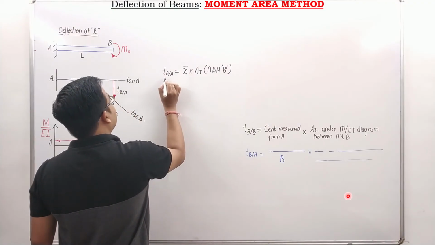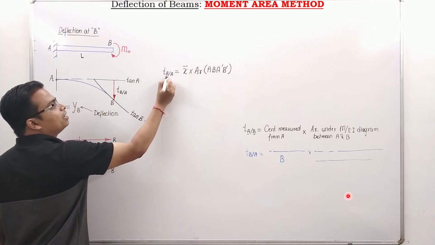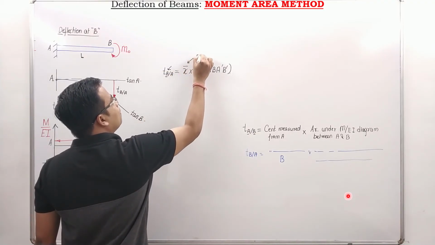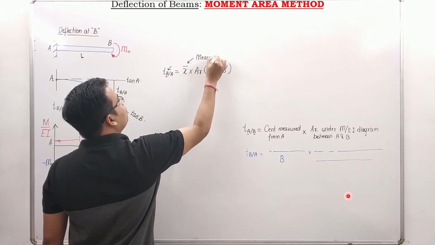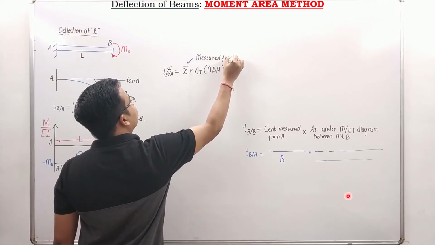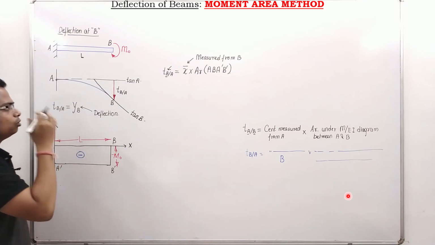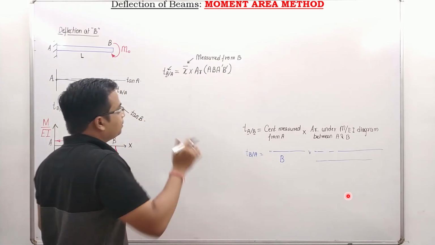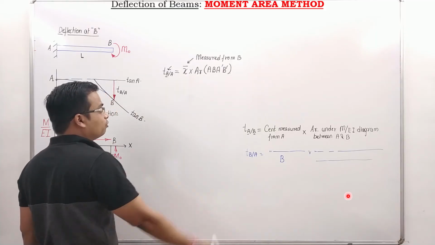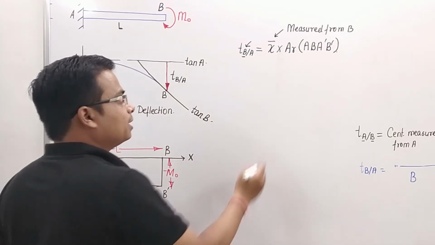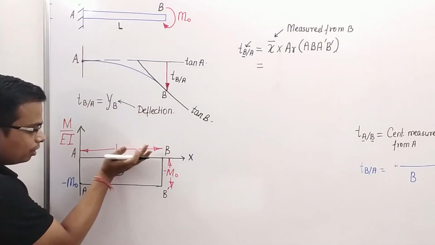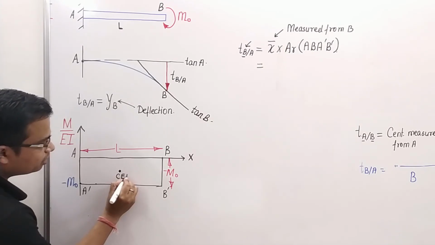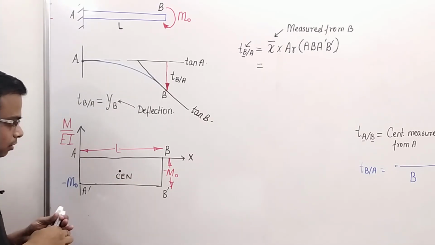And x bar, where do you wish to find a displacement or vertical deviation? You need to find it at B. So x bar has to be measured from B itself. Remember, this is going to be very important. This is a symmetrical case, so no need to worry, but you are going to come across some different sorts of geometries, and there this knowledge of x bar is going to come in very handy. Anyway, so we know very well the centroid is going to be somewhere here.